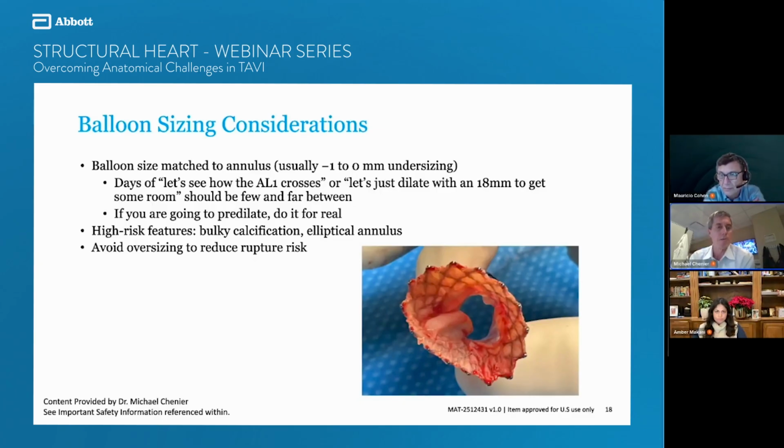So I would just make that point that the balloon sizing we use for pre-dilatation has changed over the last number of years. I don't know if you guys want to make a comment on that and what your strategy is, if that's different, especially for the larger valve sizes, the 35 Navitors, the 34 Evolutes. I think this is very relevant.